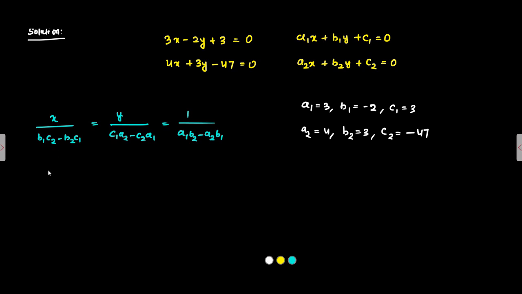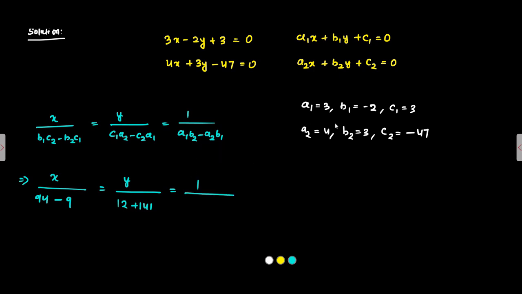So here, that implies x by b1 c2, that is minus 2 into minus 47, which is 94, minus b2 c1, which is 3 into 3, that is 9, is equal to y by c1 a2 minus c2 a1. c1 a2 is 3 into 4, that is 12, minus, not plus, minus c2 a1, which is minus 47 into 3, so minus 141. So it becomes 12 plus 141.